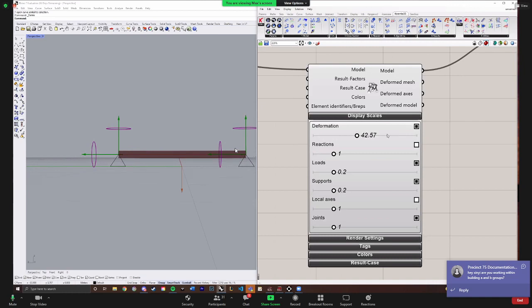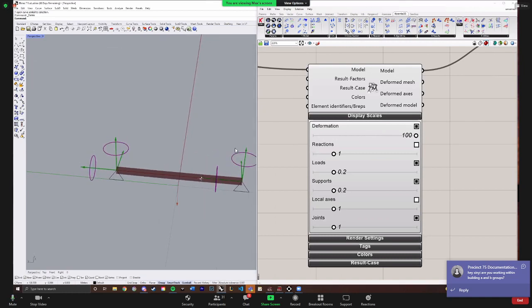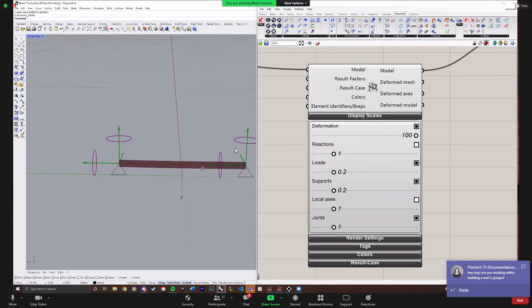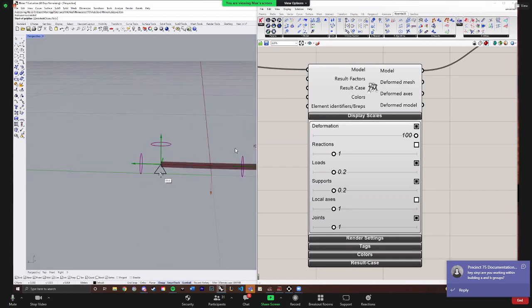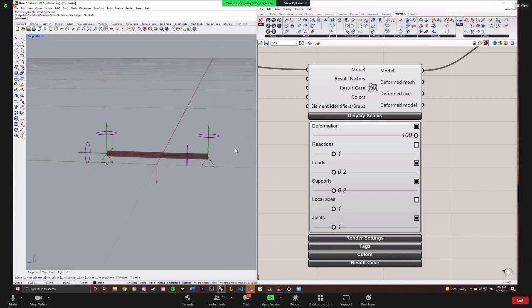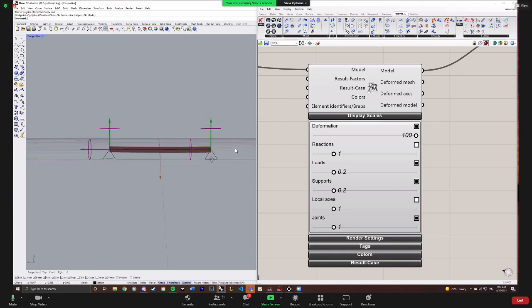How long is your line? So how long is this line? It's 2 meters. Are you sure? I think so. Can you measure? Yeah, 2 meters. Okay, cool. Yeah, it's just a really small deformation.